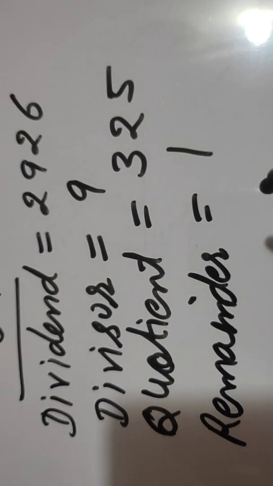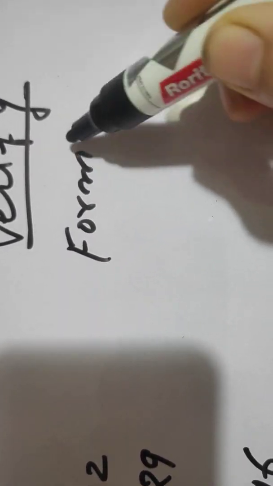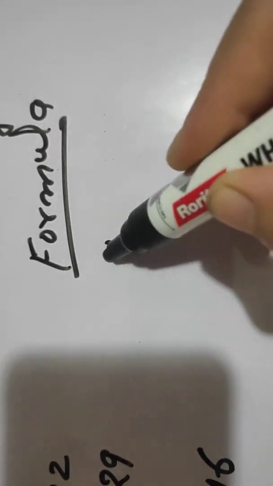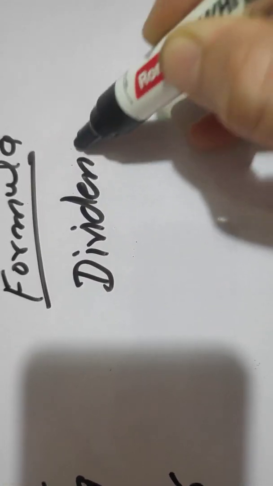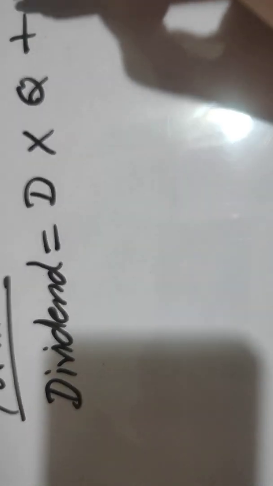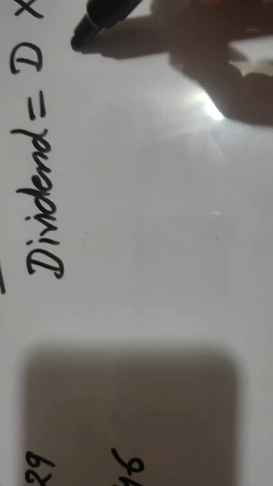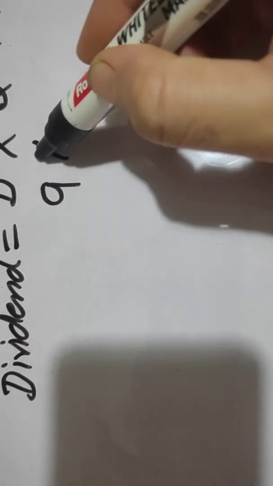Now easily we can verify our answer. So to verify it, I will write the heading verify, and I will write the formula to verify. What is the formula? Dividend is equal to divisor multiplied by quotient plus remainder. It means we have to multiply 9 by 325. So under divisor we will write 9. Our quotient is 325. Remainder is 1.